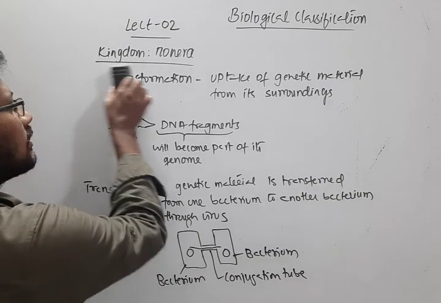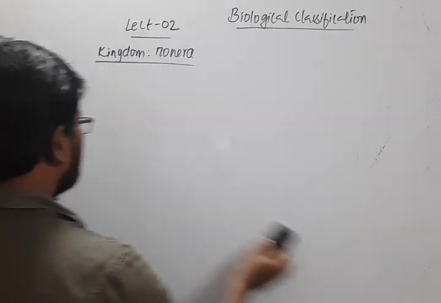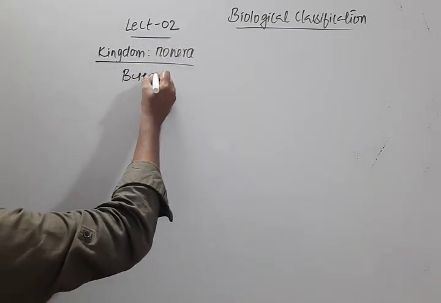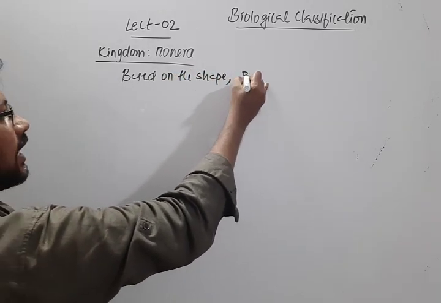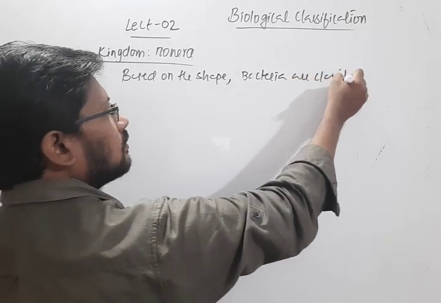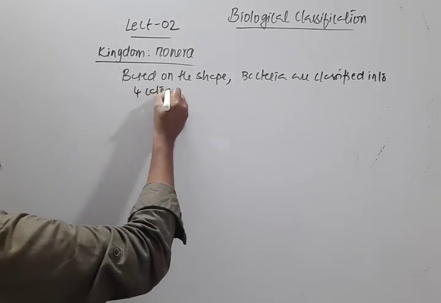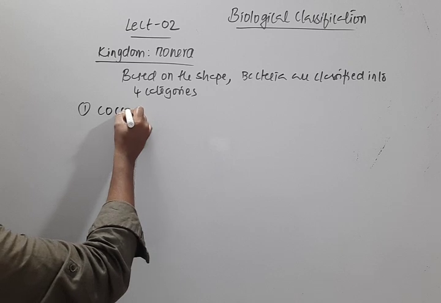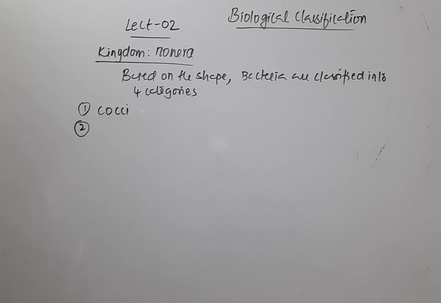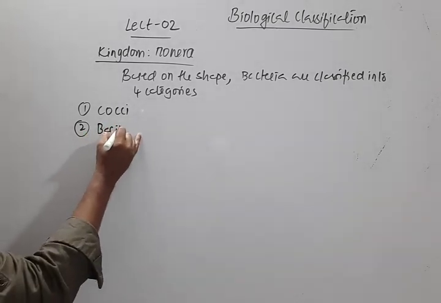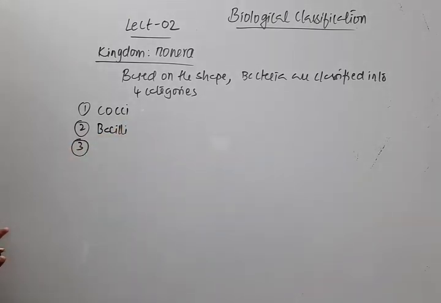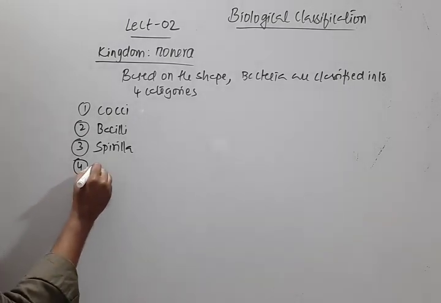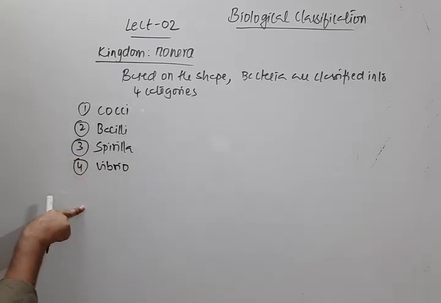Now, these bacteria are classified into different types based on their shape. Bacteria are classified into four categories. They are cocci, then bacilli, then spirilla, and the last one is vibrio. So these are different bacteria based on shape.